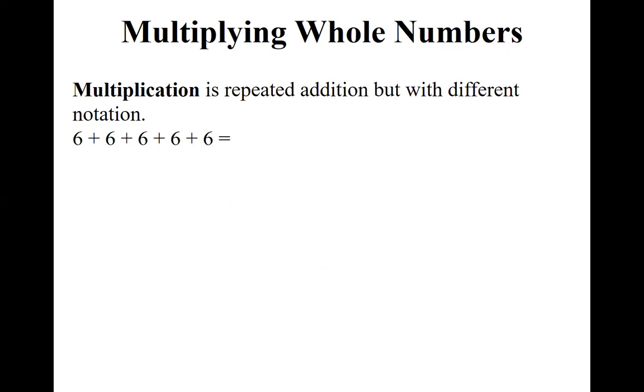Multiplication is just repeated addition, but with different notation. For instance, if we had 6 plus 6 plus 6 plus 6 plus 6, that means that there's 5 sixes. Or we have 6 5 times. 5 times 6. We're adding 5 times 6. That's why we say 5 times 6.